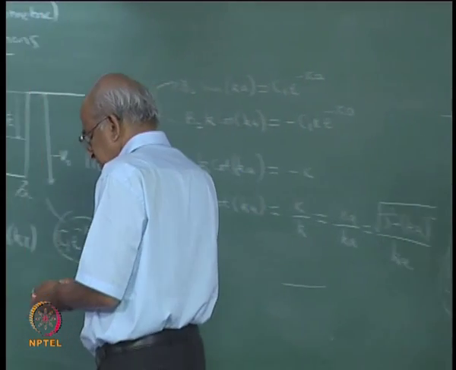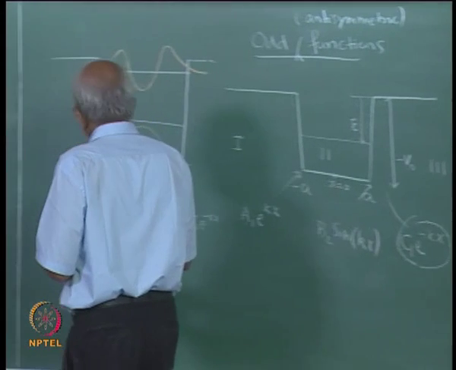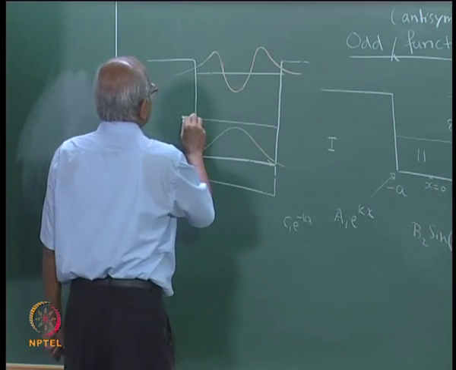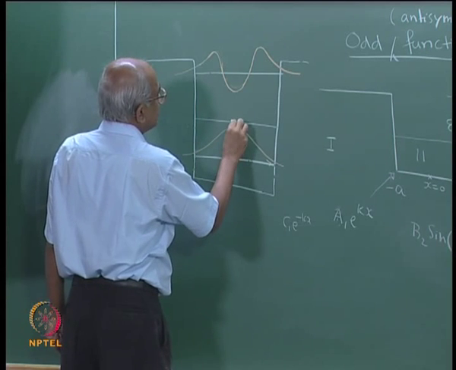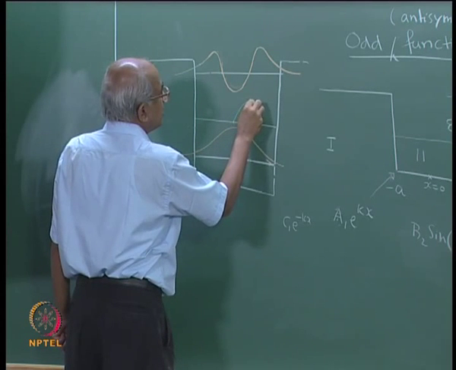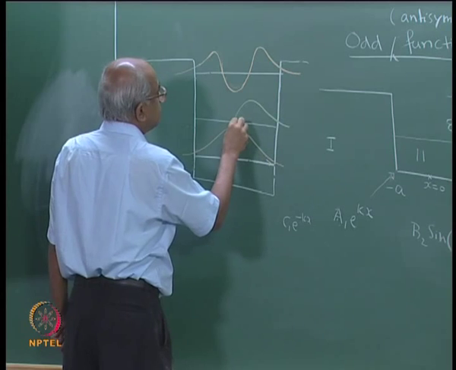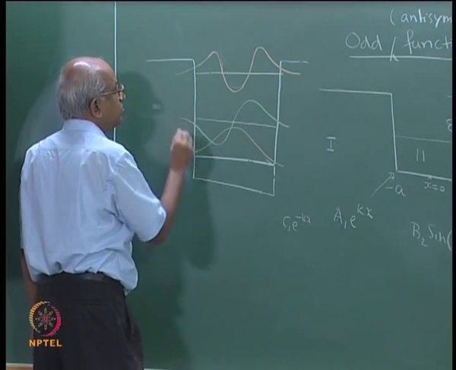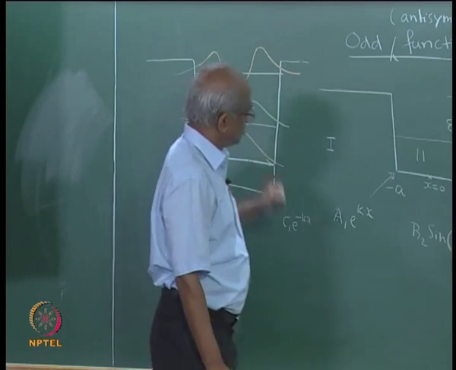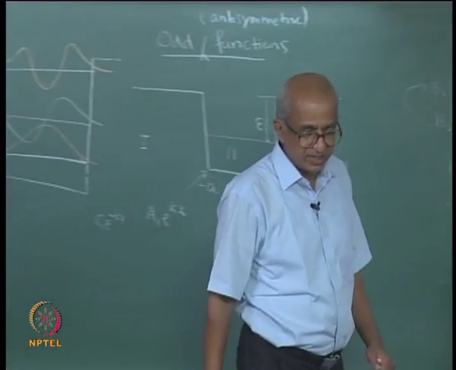Okay, and having seen that, let me draw this antisymmetric function in the same picture. How would it look like? Well, it is going to be obviously 0 at this point, and then it will do that. So, that is the way the wave function will be.